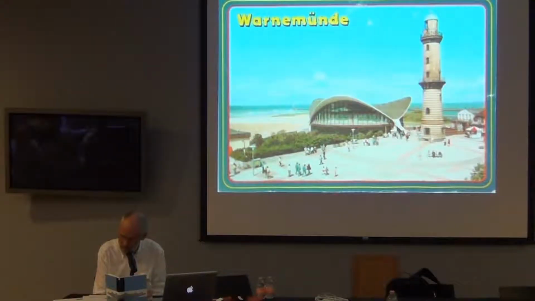Here on a German postcard, an East German postcard, with the lighthouse of Warnemünde. The name Teapot derives from a building that formerly occupied this site and has nothing to do with the form of this building.